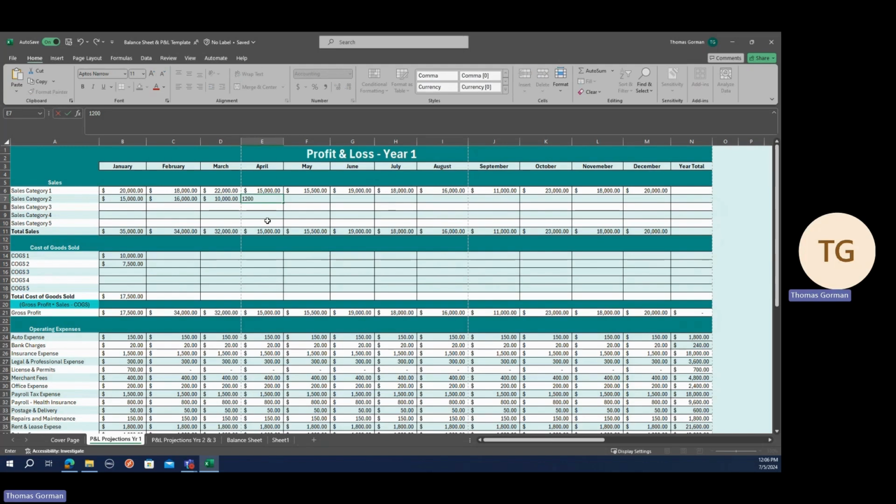Say we did 12 here, 16 here, 11 here, 19 here, 18, 9,000, 11,000, 12,000, 14,000. Okay.